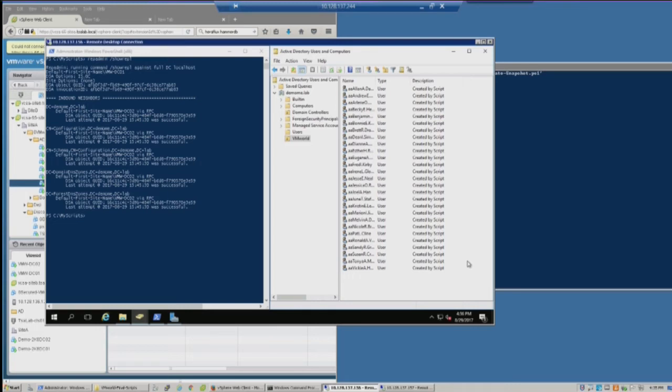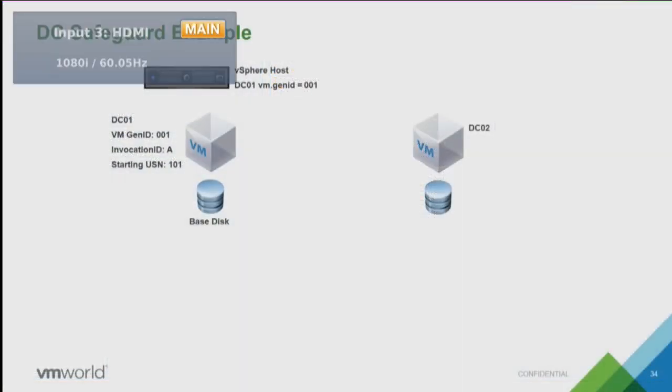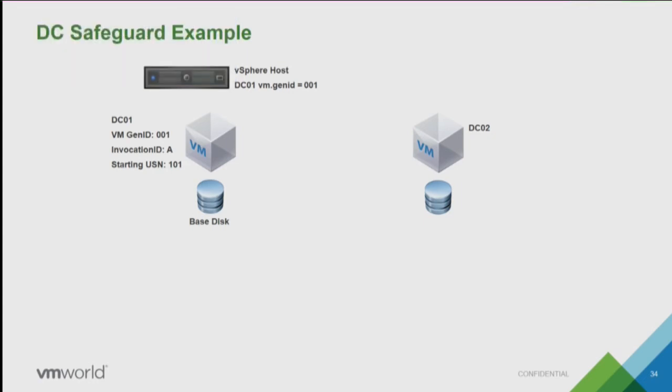Okay, so while he's doing that, I'm just going to show you what this looks like graphically. So here we go. Similar to before, I've got a vSphere host, DC01, DC02, generation ID 001. We made this simple. It's usually a crazy number, but 001. I've got starting USN 101, invocation ID, USN, and the VM generation ID. So everything is set right. Here's what I'm going to do. I'm going to create a snapshot, just like I did before.